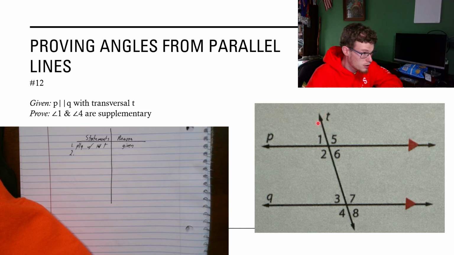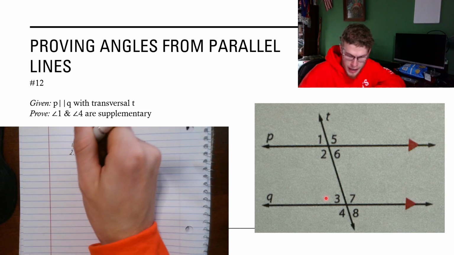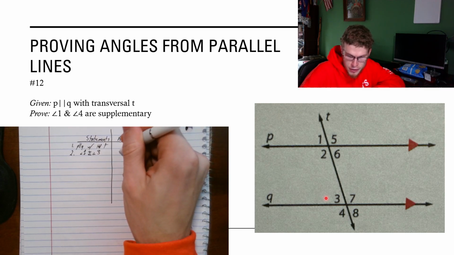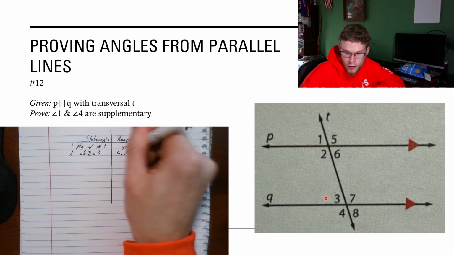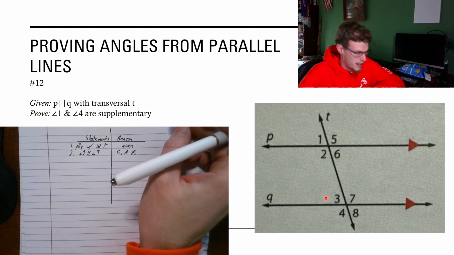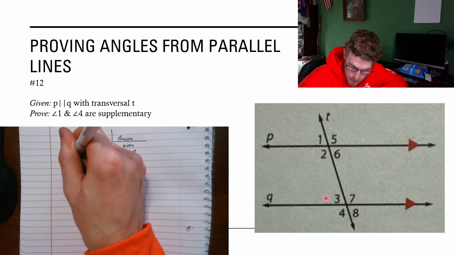So I would need to find some angles that have a relationship with 1 that are right next to angle 4, because that's what I need to work with. I need to work with angle 1 and angle 4. Now, I notice here that angle 1 is right here, and angle 3 is right here, and those are corresponding angles. Since I know P is parallel to Q, and they're corresponding angles, I can say that they are congruent. So that is my first step. Angle 1 is congruent to angle 3. And that is due to the corresponding angle postulate, or in these terms, CAP. I like calling it CAP. It sounds nicer.